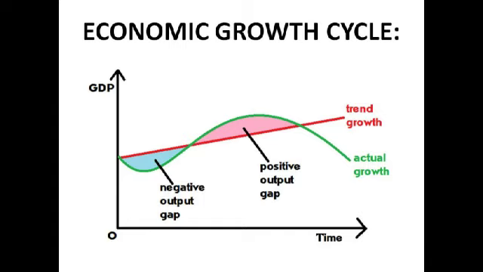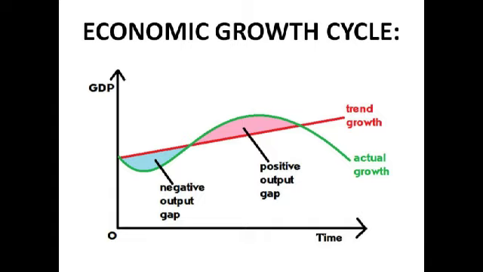Economic growth cycles, this is a really important thing to learn, and it's really important to be able to tell when there's a positive output gap and a negative output gap, and be able to talk about it in great detail. In the future, you'll be able to label a positive and negative output gap on a long-run aggregate supply diagram, but you don't need to know that just yet.